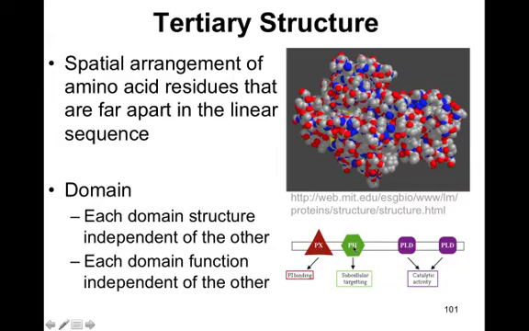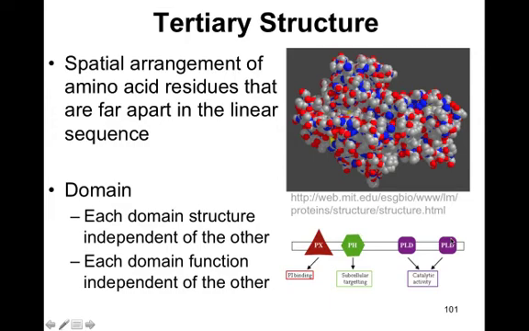For example, the PX domain is involved in binding. The PH domain is involved in subcellular targeting. The PLD domain has enzymatic activity. So each of these four domains can exist without the presence of the other. So the PX domain, if you were to cut this protein off at this particular point, the PX domain would still be functional. It is independent of all of the other domains.